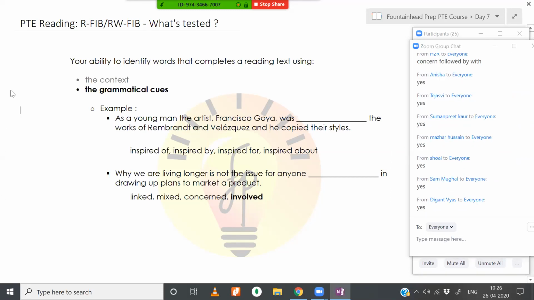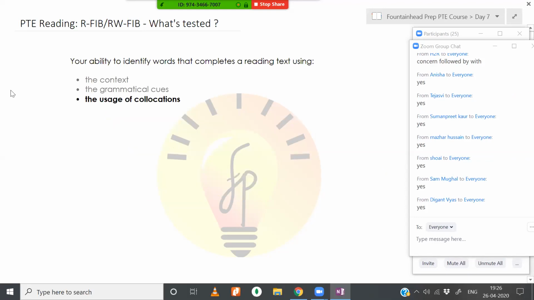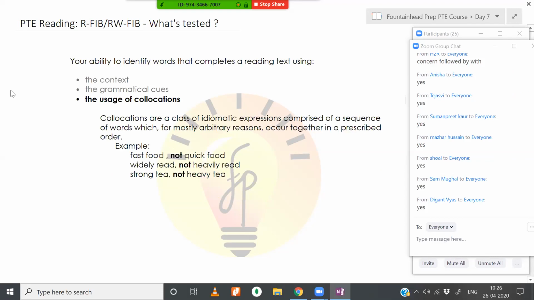All right. The third thing that is being tested is the usage of collocations. Now, what do you mean by collocations? Collocations are idiomatic expressions comprised of a sequence of words, which for mostly arbitrary reasons occur together in a prescribed order. For example, fast food.